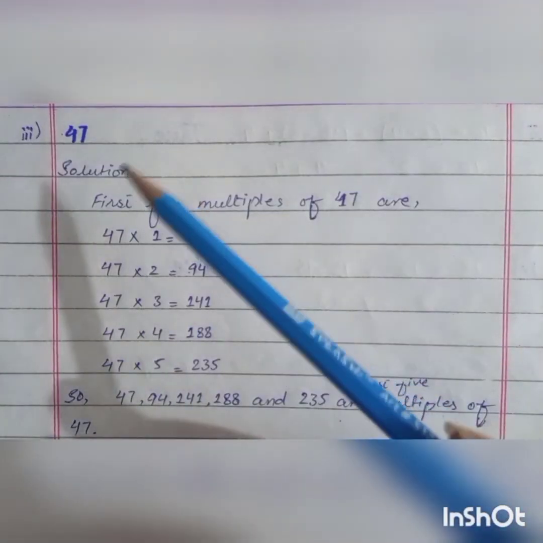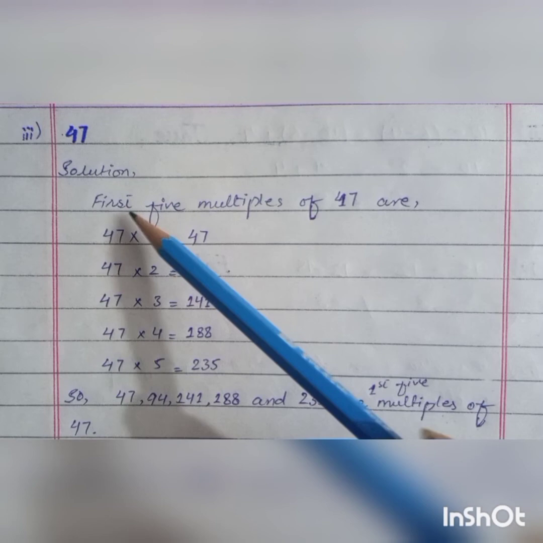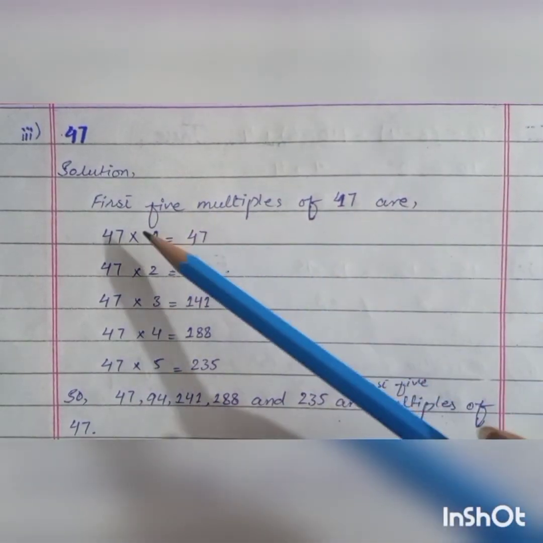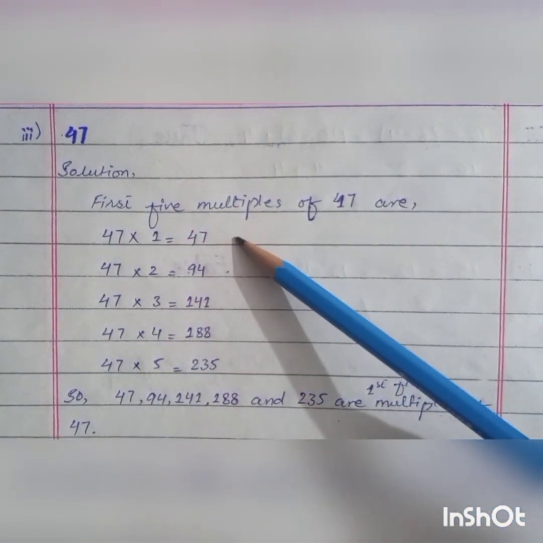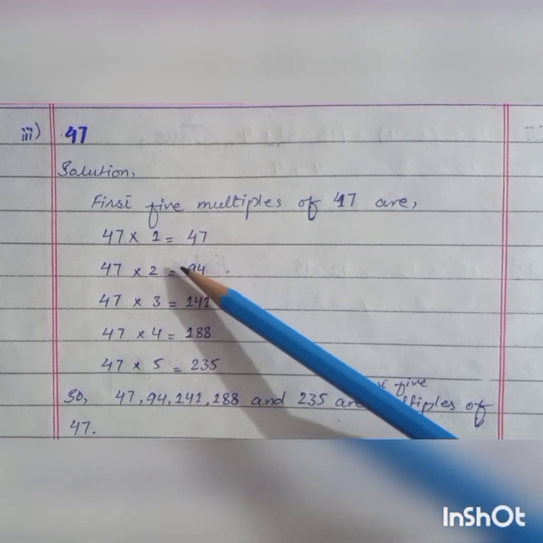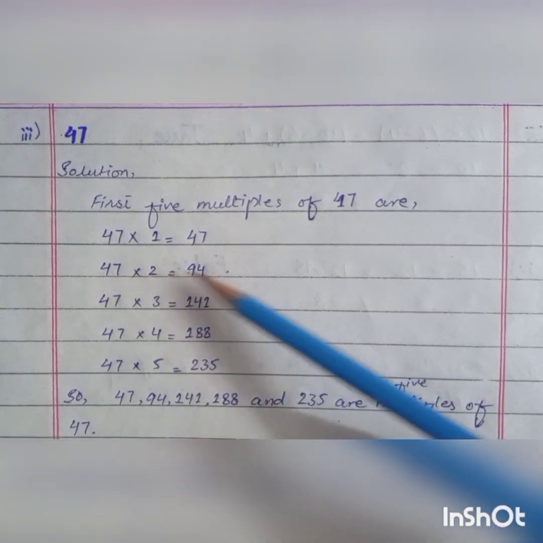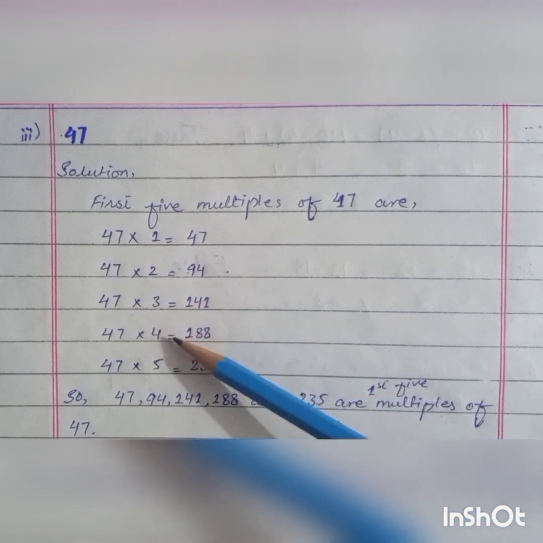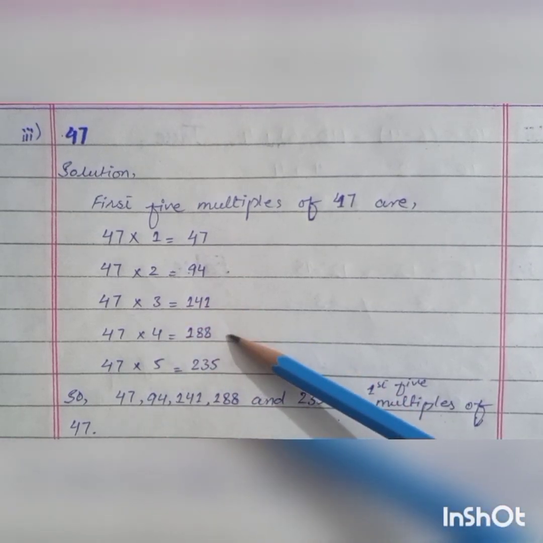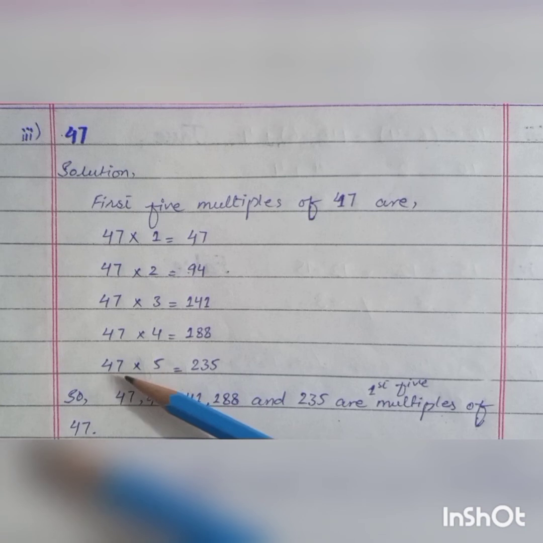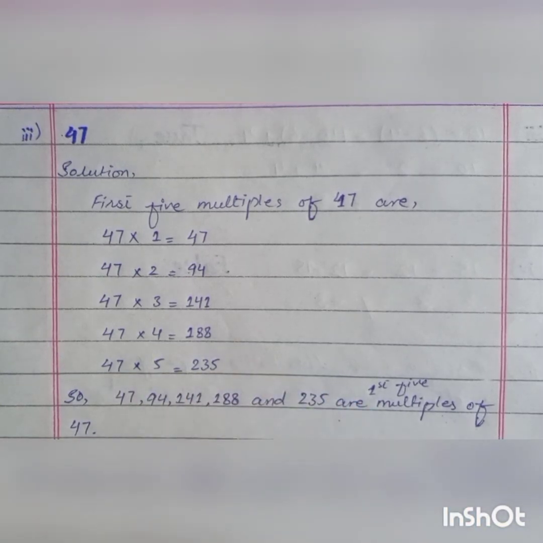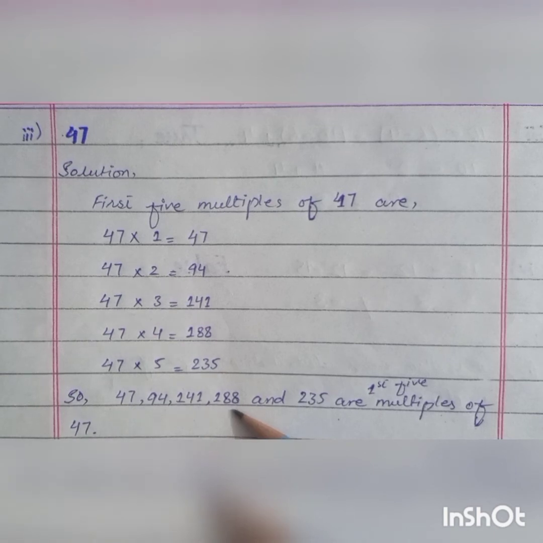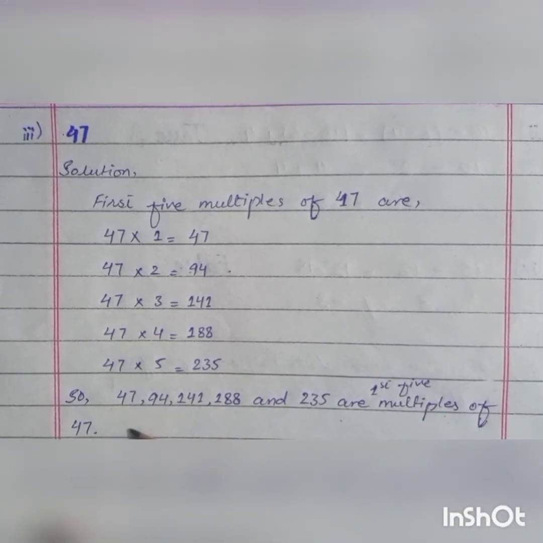Now let's find the first 5 multiples of 47. The first 5 multiples of 47 are, first multiple as we can see here, that is 47. Second multiple, by multiplying by 2, the answer is 94. Third multiple is 141. Fourth multiple is 188 and fifth multiple of 47 is 235. Hence 47, 94, 141, 188 and 235 are the first 5 multiples of 47.